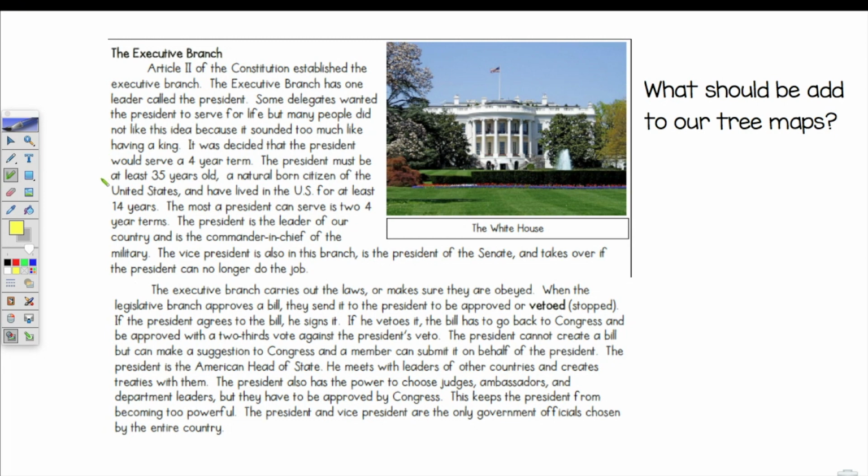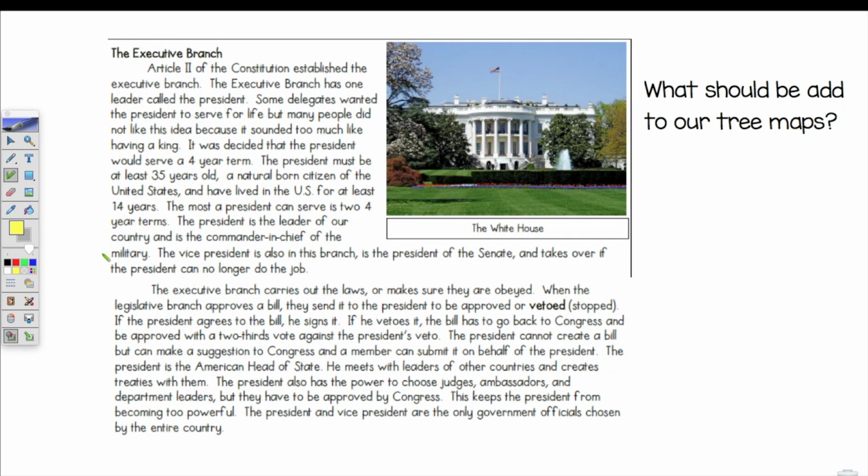The president must be at least 35 years old, a natural-born citizen of the United States, and have lived in the U.S. for at least 14 years. The most a president can serve is 2 4-year terms. The president is the leader of our country and is the commander-in-chief of the military. The vice president is also in this branch.